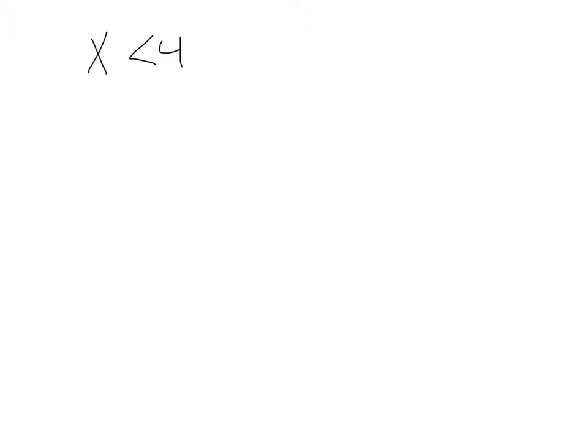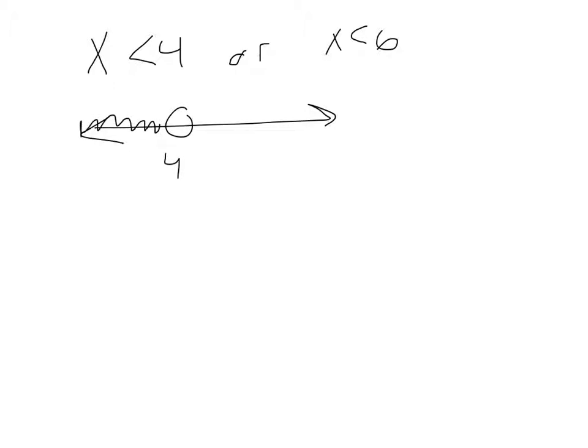We have x is less than 4 or x is less than 6. So we're going to go ahead and graph and solve this. Now x is less than 4. There's 4. X is less than that. We're down here. X is less than 6. There's 6. We're going down here.